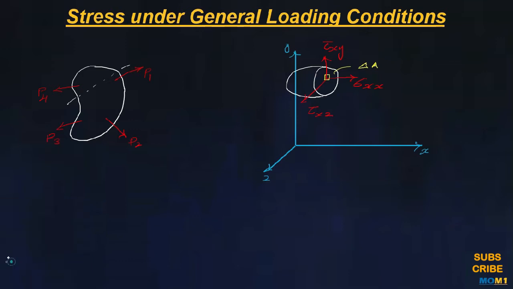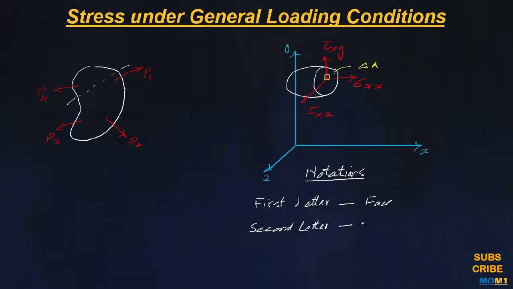and the notations which we are following here: the first letter of the subscript shows the face on which the stress is acting, and the second letter indicates the direction of the stress. Like here in sigma xx, the first letter x indicates that the stress is acting on the face which is facing towards the x direction, and the second letter indicates the direction of the stress.